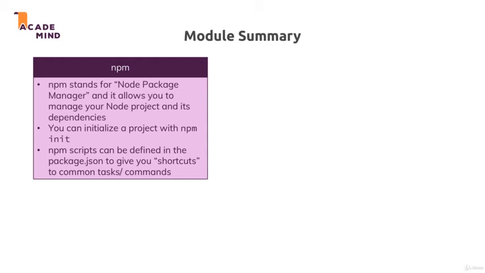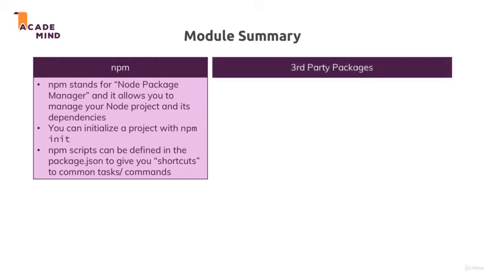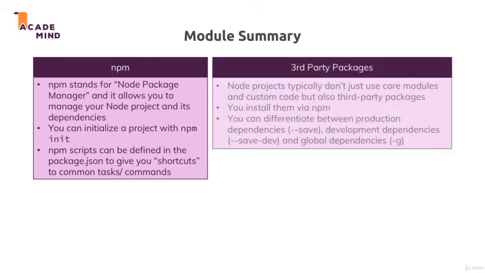And then you saw that you can use scripts to, well, define shortcuts to commands you run all the time anyways. We also use npm to install third-party packages though, because Node projects typically don't just use the core modules or your own code, but often you want to pull in third-party packages. Utility packages like Nodemon, as we did it here, but also, as you will see in the next section, real big packages that we use in our production code. Express.js is what we'll install there.